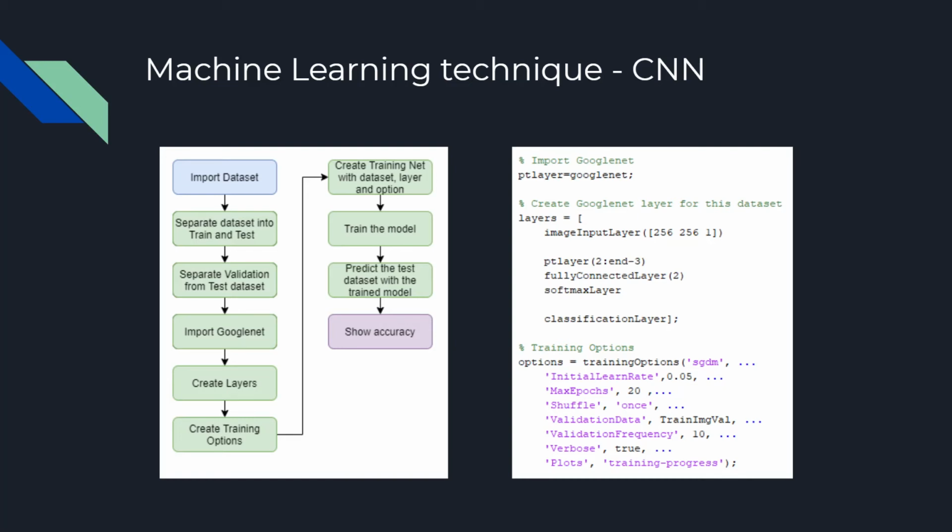Then we'll create a layer for our own training model, and we'll create training options. After that, we'll create the training net with the layers and options that we've created. Then we'll train the model, predict the test dataset with the trained model, and the accuracy will be shown. The right side shows how we have implemented GoogleNet and how we created the layers and options. Now we'll see a video explaining how GoogleNet works.